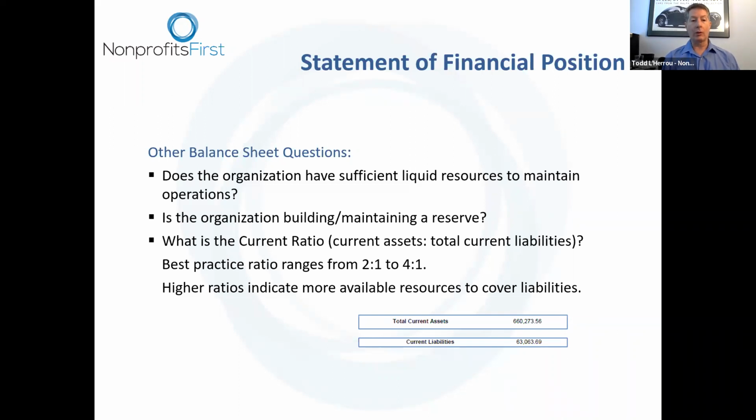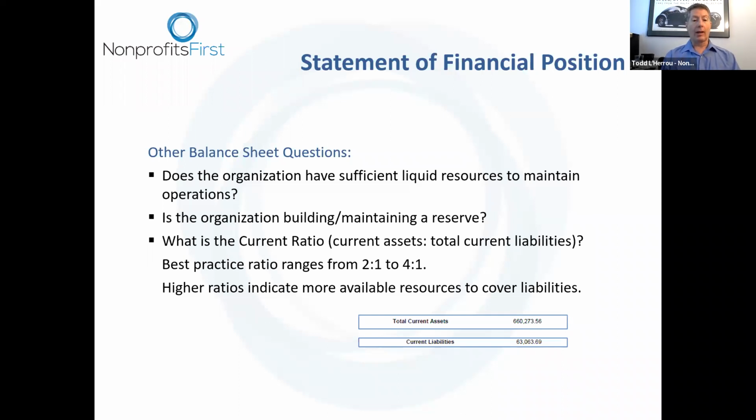You may want to see, is the organization building or maintaining a reserve? And of course, best practice in the field is to have 3 to 6 months of cash available as a reserve. We are in an area that's prone to hurricane-related disasters as well as others. So having those reserve funds on hand is very important. And yet it's very challenging sometimes for organizations to do that.